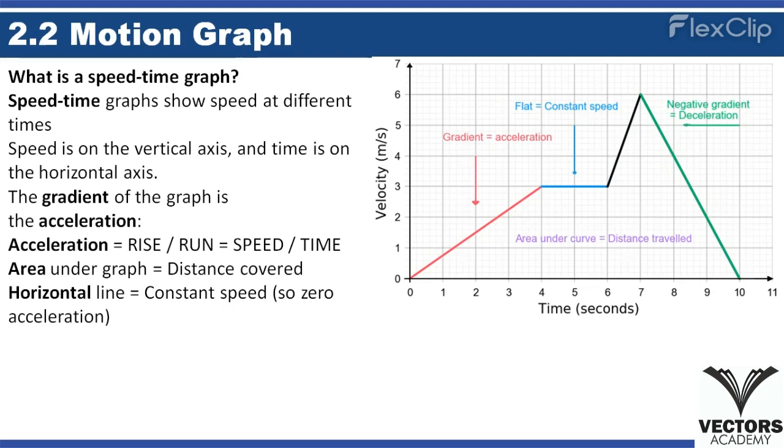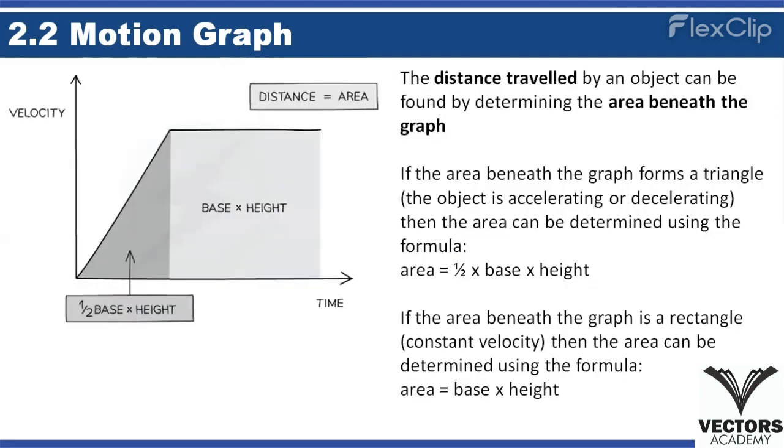The area under the curve or the graph gives the distance covered by the object. The horizontal line indicates that the object is moving with constant speed. The distance traveled by an object can be found by determining the area beneath the graph. If the area beneath the graph forms a triangle, the object is accelerating or decelerating.